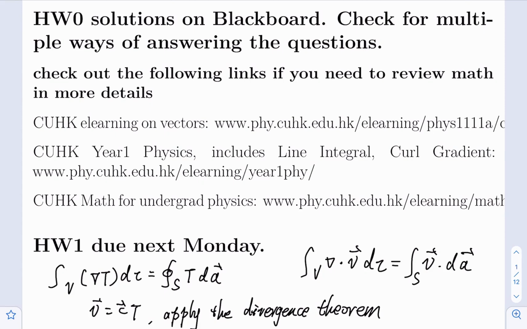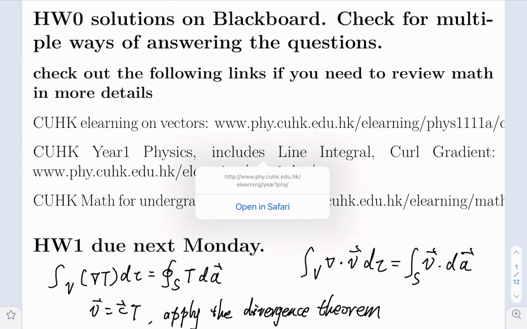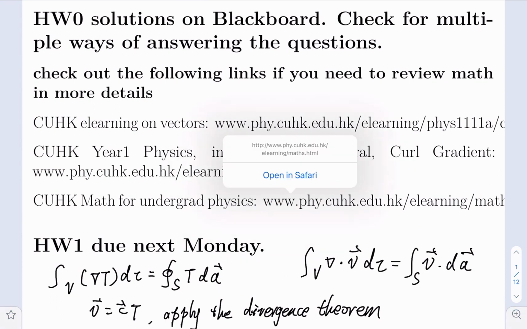Before we begin, I want to comment that the homework 0 solution has already been posted on Blackboard, and there are multiple ways of answering the same question, so you can check for alternative solutions. And if you're having trouble with homework 0, please check out the following links. If you need to review math in more detail, even though the link is not showing in full, you can still click them by downloading the PDF, and you can open the links this way.